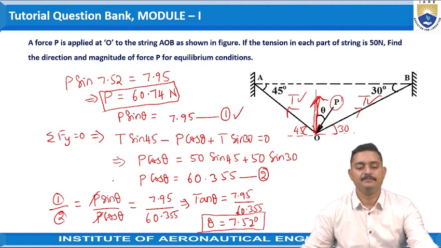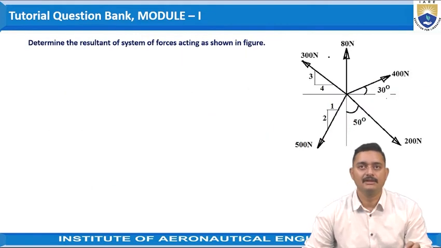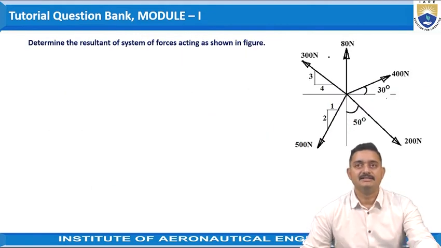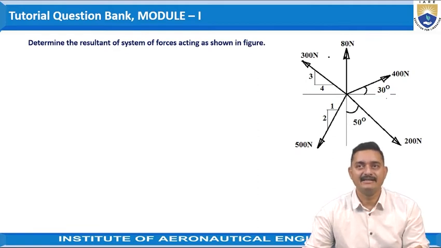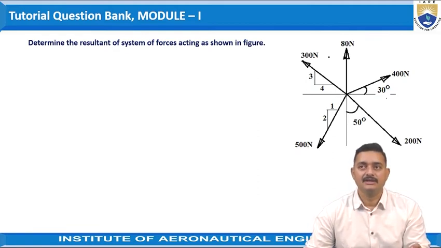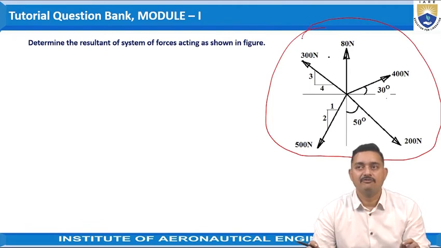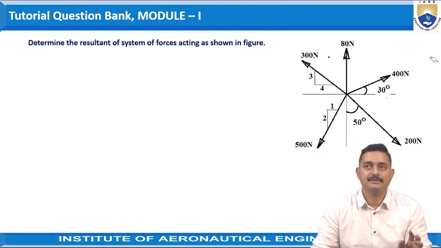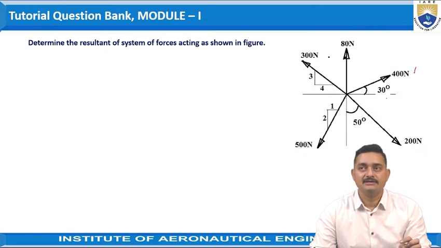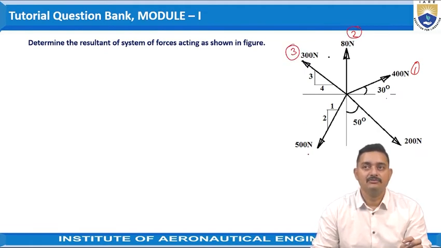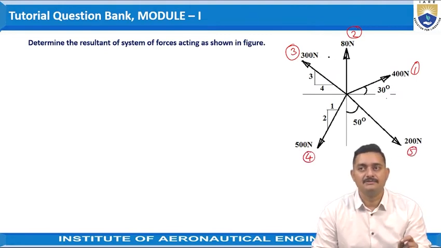Now coming to the next problem: determine the resultant of the system of forces acting as shown in the figure. Here in this system, there are 5 forces acting. You can observe here, force 1 is 400 newtons, force 2 is 80 newtons, force 3 is 300 newtons, force 4 is 500 newtons, and force 5 is 200 newtons.